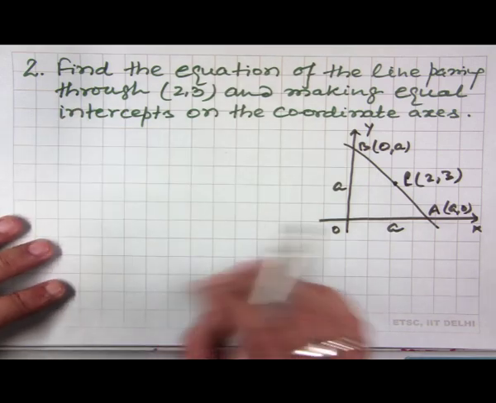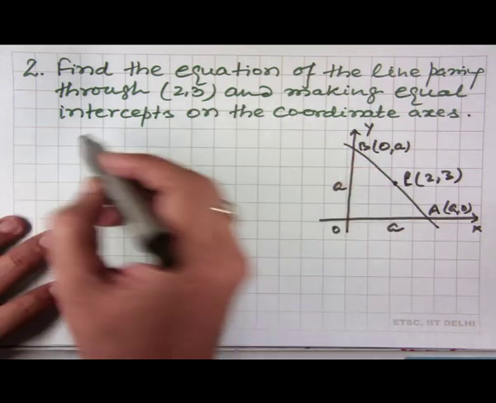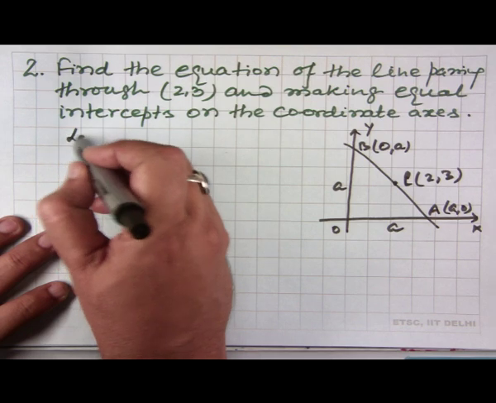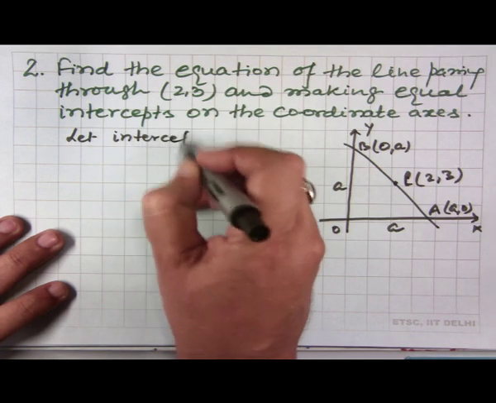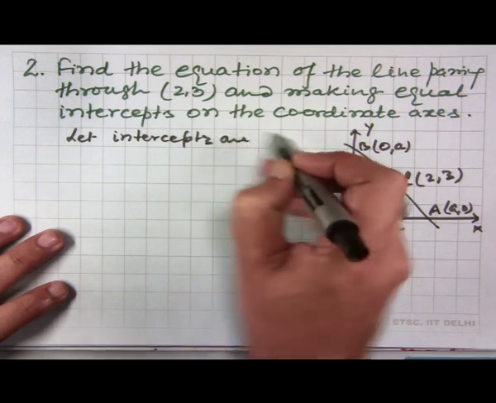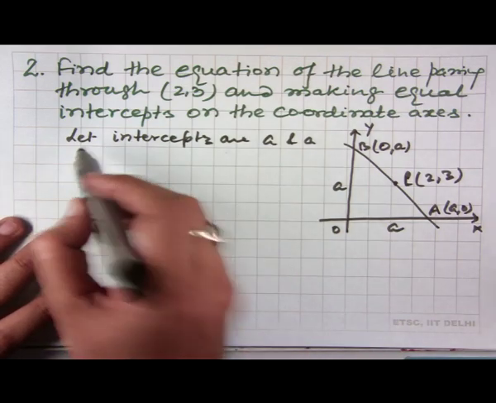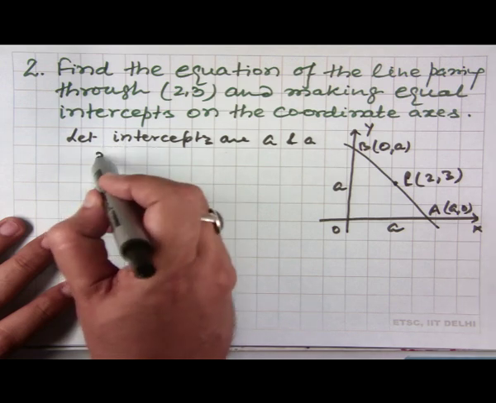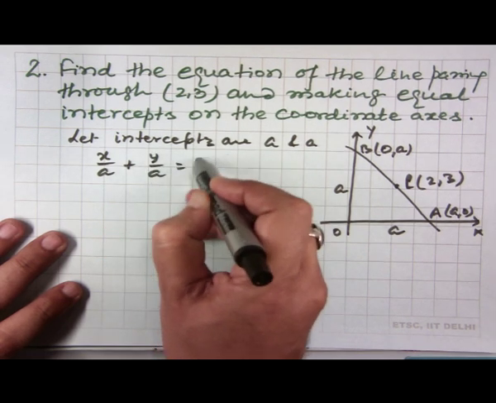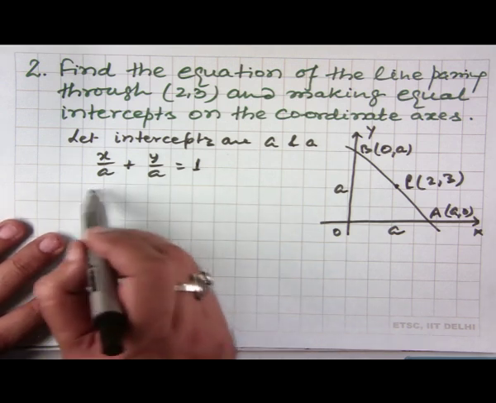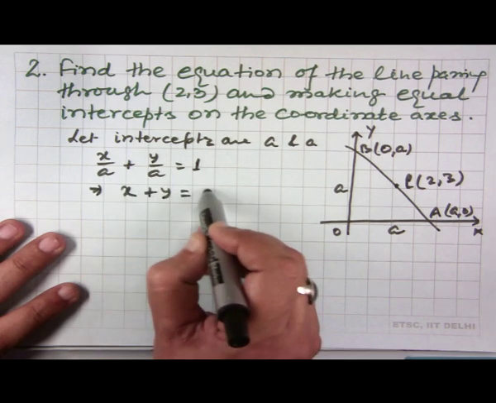So since intercept is equal, we use intercept form. Let intercepts are A and A according to question. So equation of line in intercept form is x by A plus y by A equal to 1. This implies x plus y equal to A.